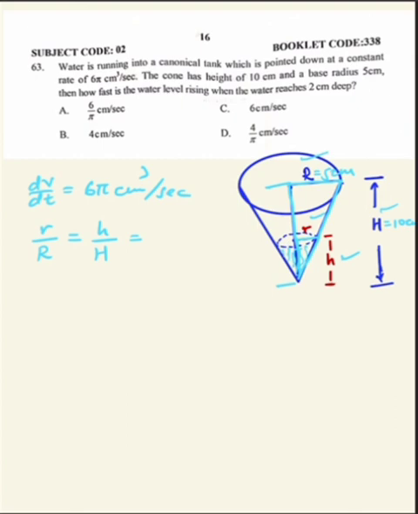This will be the same as r over h is equal to capital R over H. Rearranging, this gives the relation r over h will be 5 over 10 or 1 over 2, or r is equal to half of h.